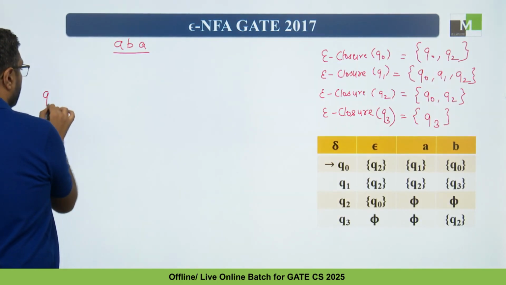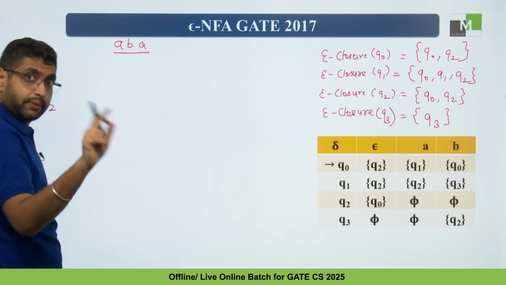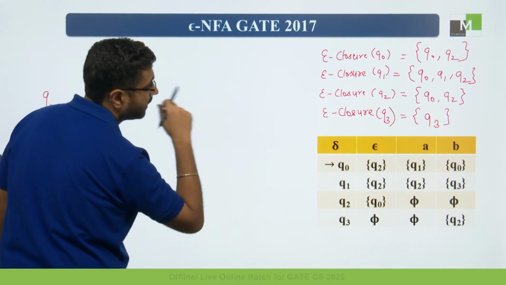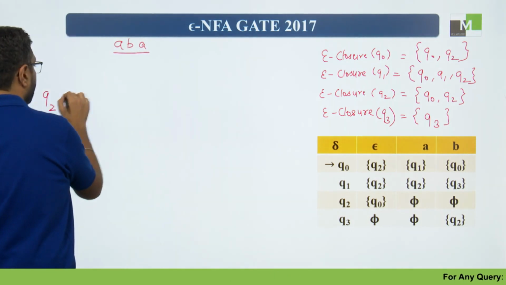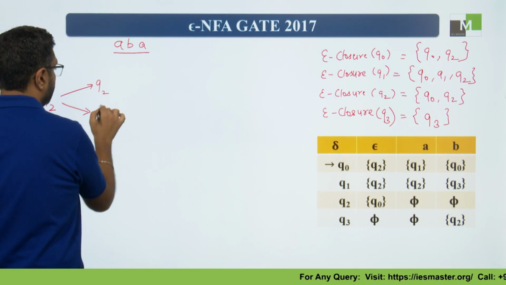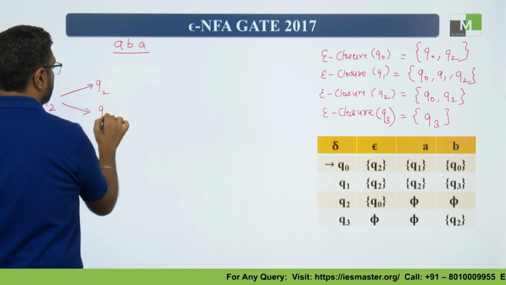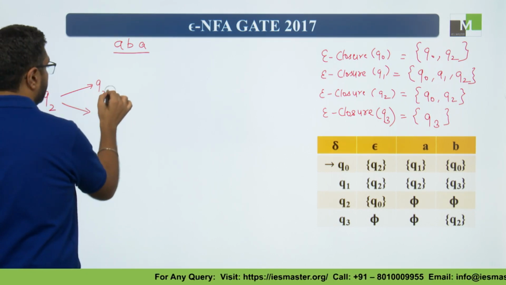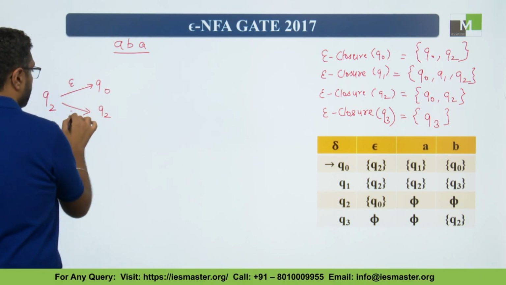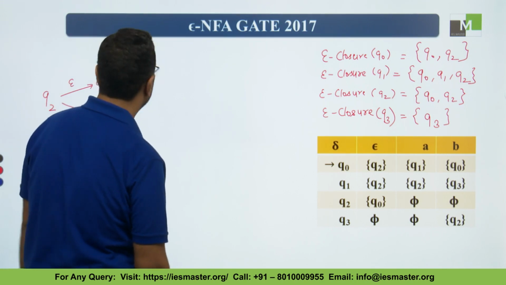So first of all, my first step will be to apply the epsilon closure. So what is the epsilon closure of Q2? That is Q naught and Q2. Just a second, it is Q naught and Q2. Right, so this is the epsilon closure, that is Q naught and Q2, right?